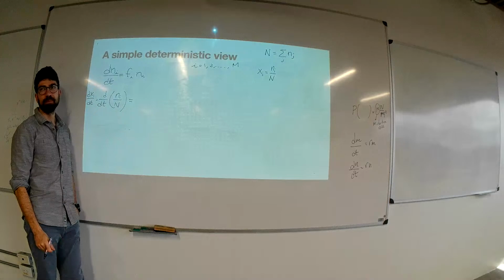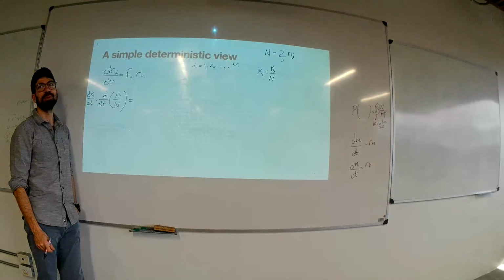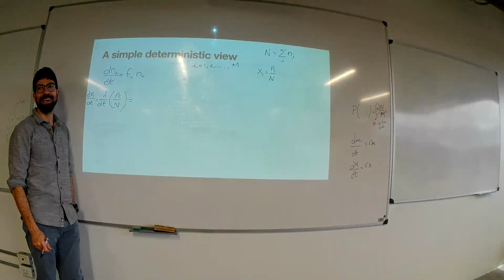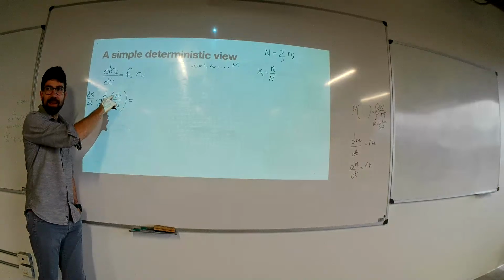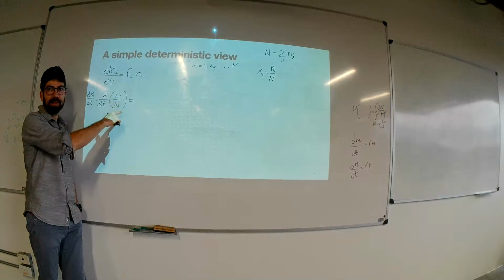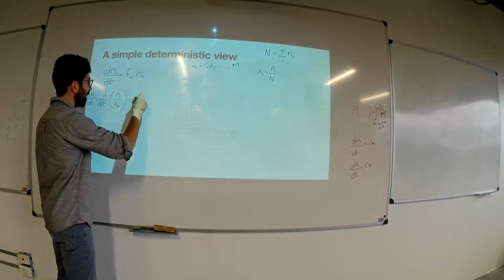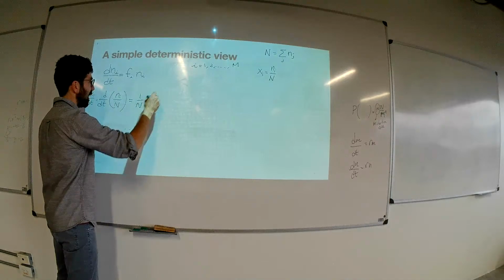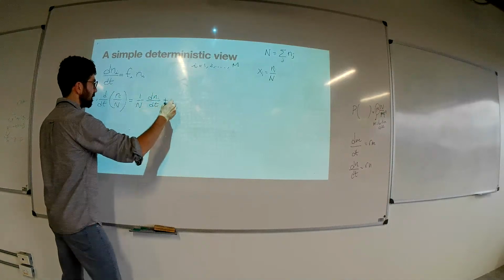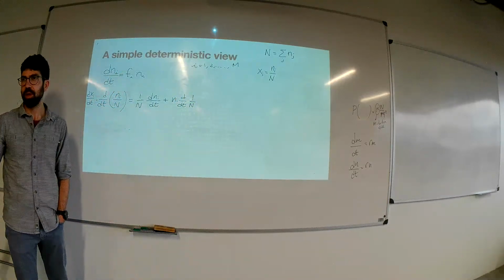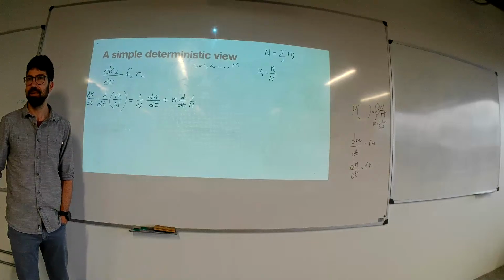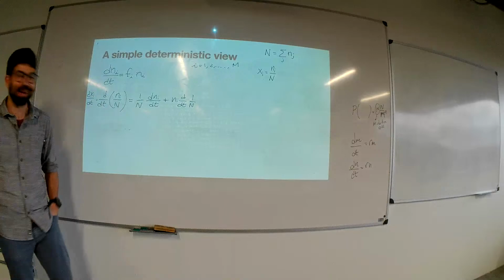So what is this equal to? Come on, you know how to take derivatives, even when you are tired. You have to take the derivative of this, right? So you have to take the derivative of n_i times 1 over n, and then n_i times the derivative. So you have 1 over n d n_i/dt plus n_i d/dt of 1 over n. Do you agree? Do you disagree?